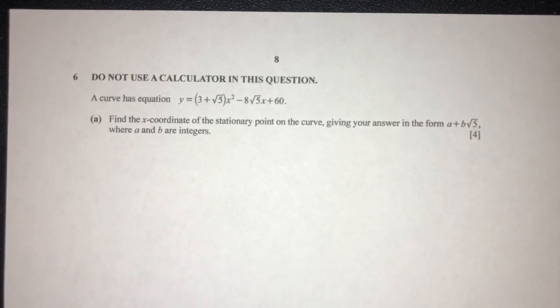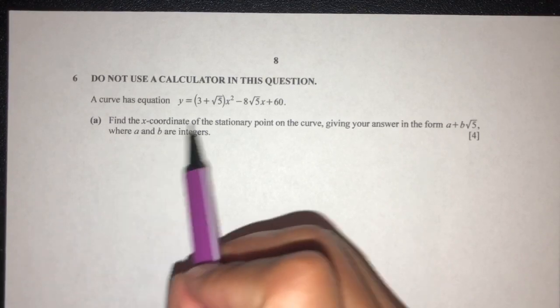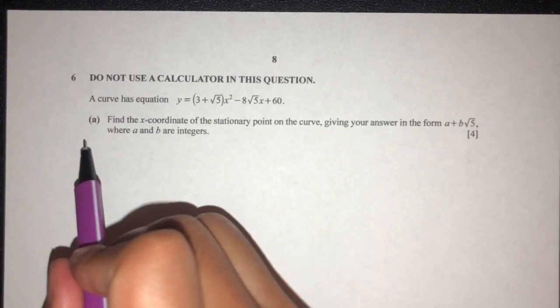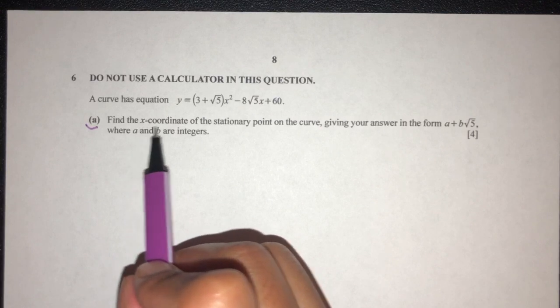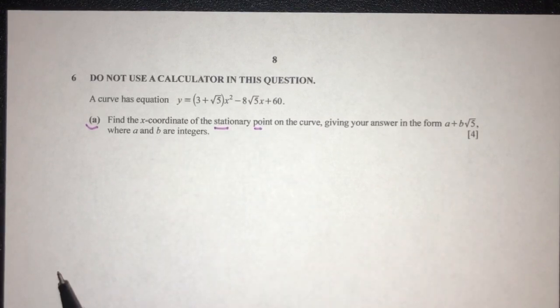Now let's move on to question number 6. So here we do not have to use a calculator. However, it means we have to show all the steps of your work. You can always use a calculator just to check your answer, obviously, but you have to show the steps of your work. That's the main idea behind these questions. A curve of equation y equal to this. Okay, fair enough. Part 1. We have to find the x value of the stationary point on the curve, giving your answer in this form.